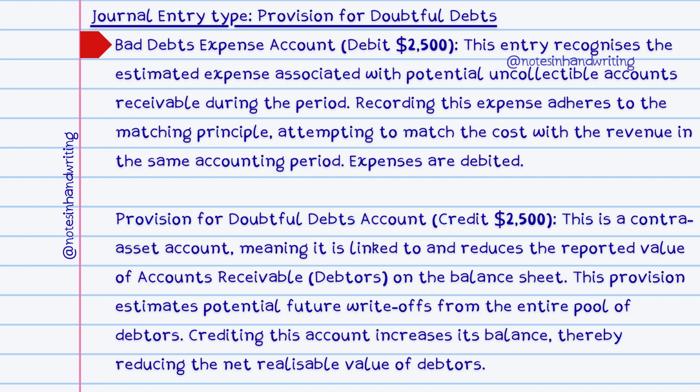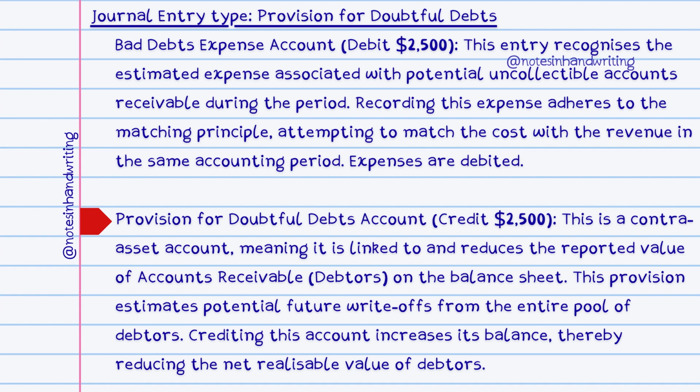As we know, the bad debts entry recognizes the estimated expense associated with potential uncollectible accounts receivable during the period. Recording this expense adheres to the matching principle, attempting to match the cost of the potential bad debts with the revenue from sales that generated the receivables in the same accounting period. Expenses are debited.